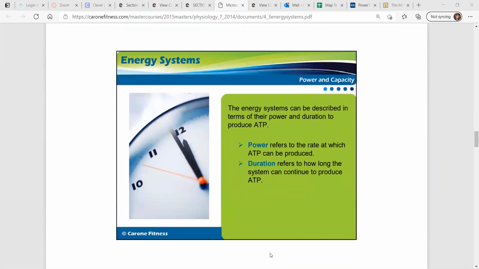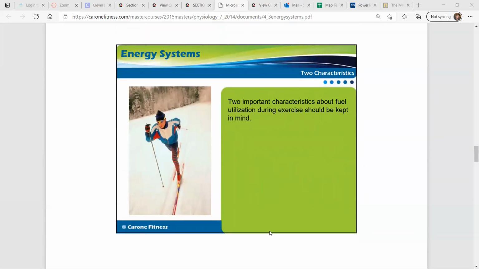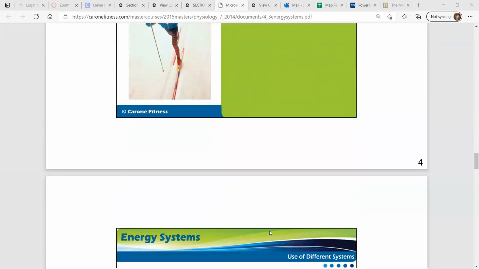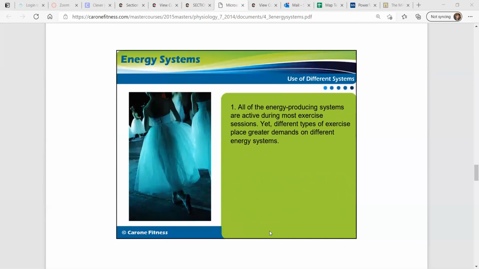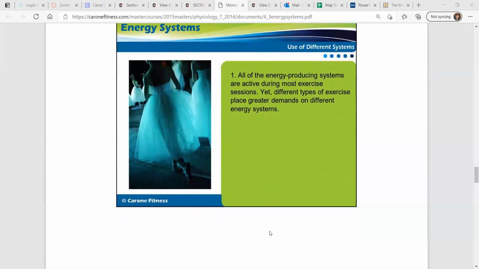The energy systems can be described in terms of their power and duration to produce ATP. Power refers to the rate at which ATP can be produced. Duration refers to how long the system can continue to produce ATP. Two important characteristics about fuel utilization during exercise should be kept in mind. One, all of the energy producing systems are active during most exercise sessions. Yet, different types of exercise place greater demands on different energy systems.